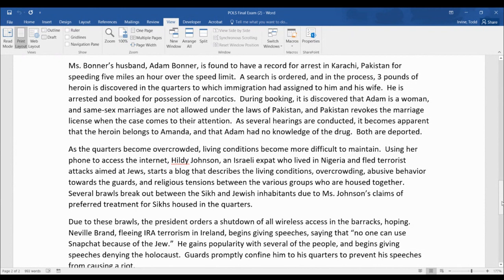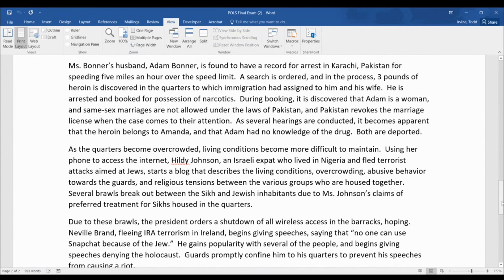Now, this is also some stuff for you to just reason through. He's arrested, but then they find out he's a woman, biologically, I guess, and same-sex marriages are not allowed under the laws of Pakistan. This is actually not necessarily a transgender issue, by the way. This could be someone in a same-sex marriage or relationship in Pakistan who disguised themselves as a woman. So it's not necessarily transgender involved in this at all. It could be, but it doesn't have to be.